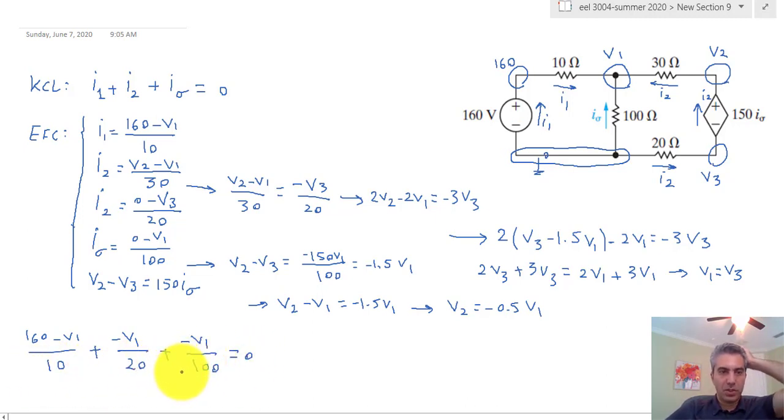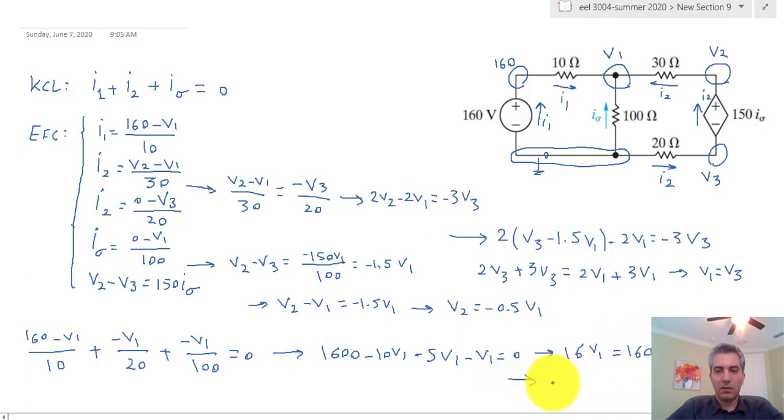This is giving me one equation with one unknown being V1. So I multiply everything by 100. That would be 1600 minus 10 V1 minus 5 V1 minus V1 is equal to 0. Move everything to the other side. 16 V1 is equal to 1600, and therefore V1 is equal to 100, as you can see, 100 volts. As soon as I get that, V3 is also 100 volts, and then V2 is equal to minus 50 volts. That concludes this, because now I can put it back in here and calculate any currents. So we're done with this first method of solving this equation.